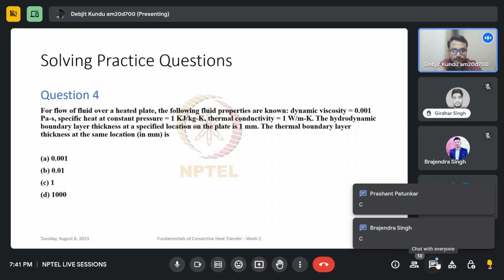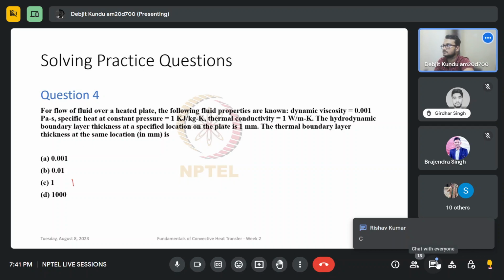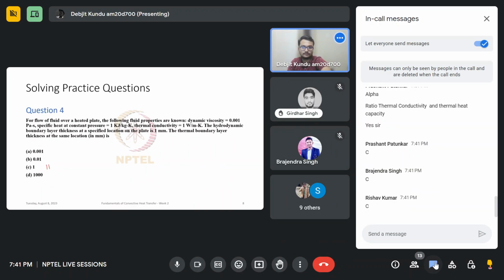We have two responses in favor of option C, that is equal to 1. Another one in favor of option C. C. Lot of answers in favor of option C.